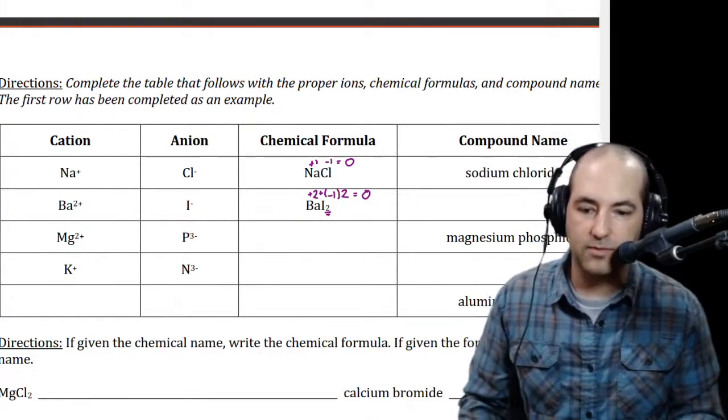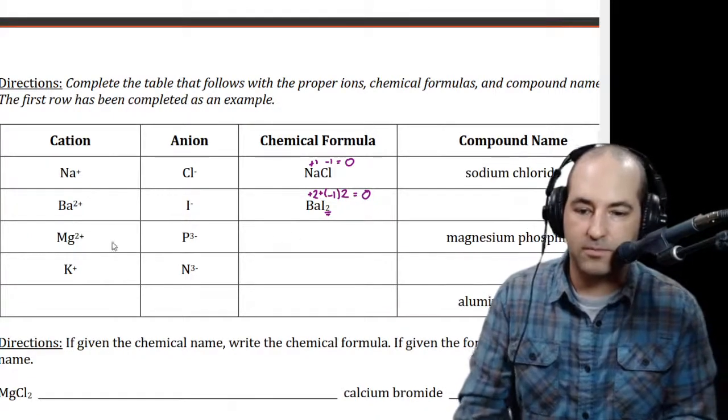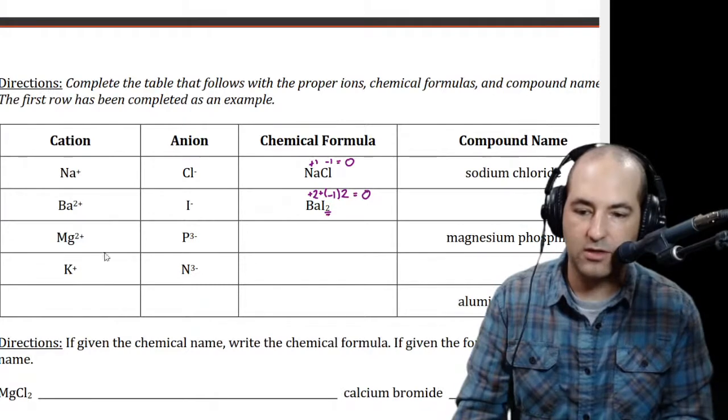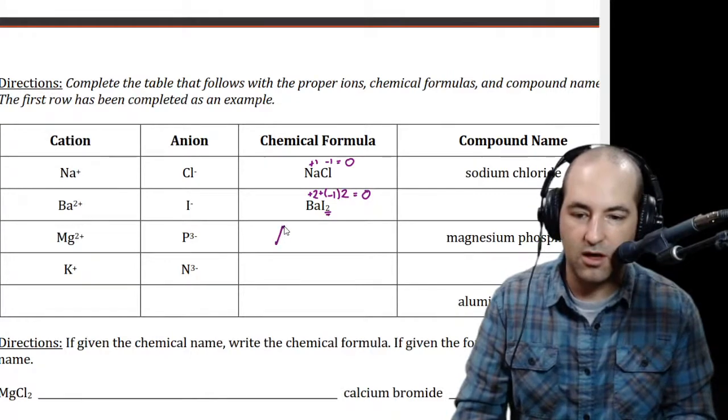All right, let's see how this went. So for the first one, we've got magnesium and phosphide. Magnesium 2 plus, phosphide 3 minus. So if we've got a 2 plus and a 3 minus, that means we need 3 of these and 2 of these. So we cross those and get Mg3P2.